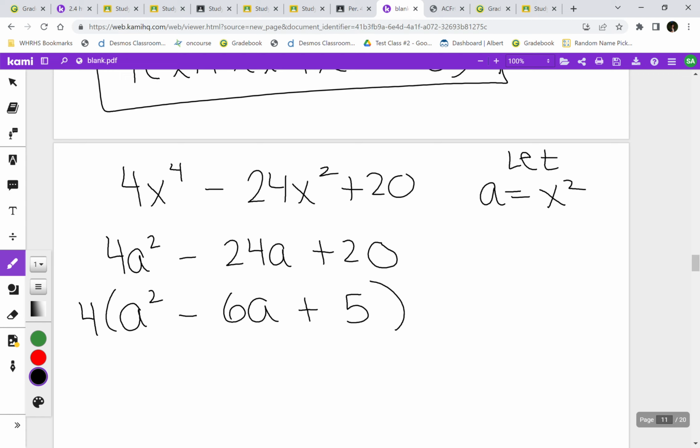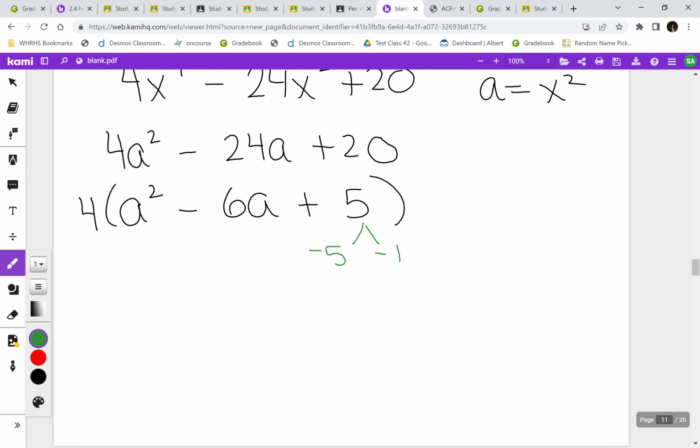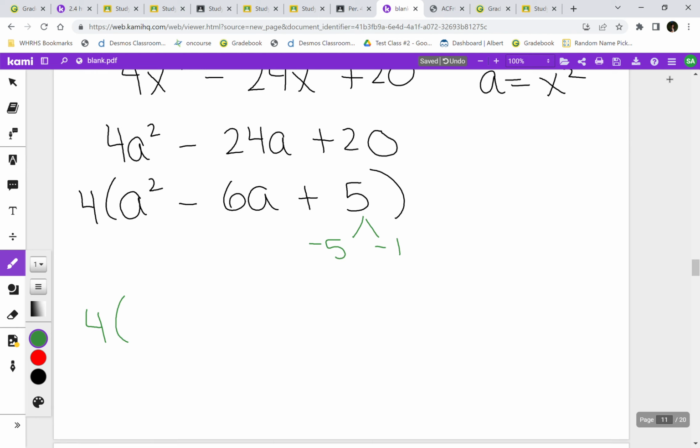No more leading coefficient, so this is just a normal factoring at this point. We need factors of positive 5 that add to a negative 6. That's a negative 5 and a negative 1. So here we have 4 times the quantity of a minus 5 times the quantity of a minus 1. Don't forget to substitute back in. Don't leave it in terms of a. This is in terms of x.